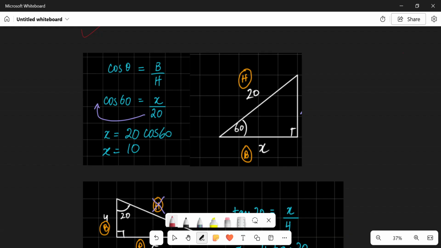In this example, we have another diagram. X is in the base and the hypotenuse is given to you. Base and hypotenuse are included in cos, right? So we use cos theta. The angle given to you is 60, so cos 60 is equal to base over hypotenuse. Base is x and hypotenuse is 20, so x over 20. Again, we need to cross multiply and we will find the value of x is equal to 10, right? Now the next example.